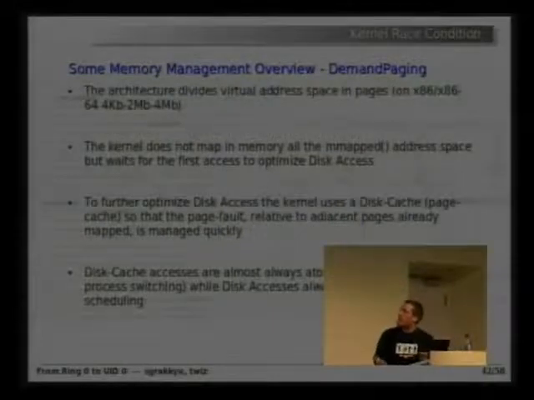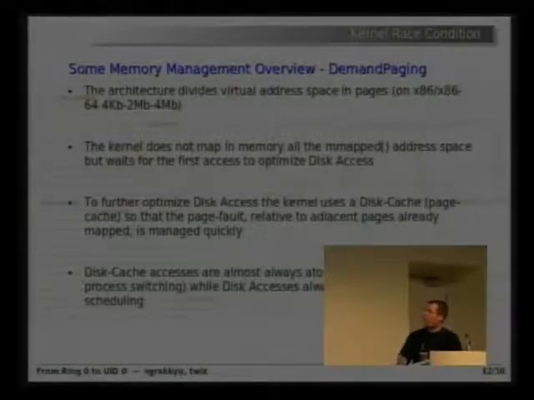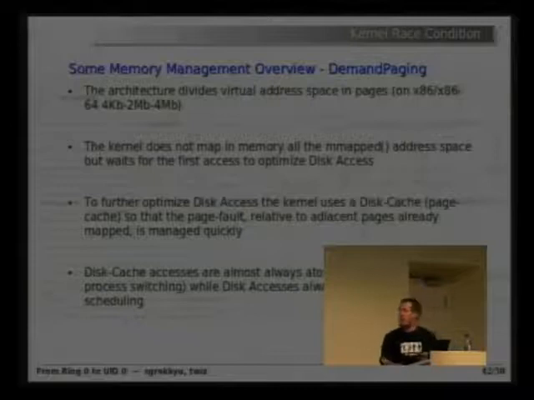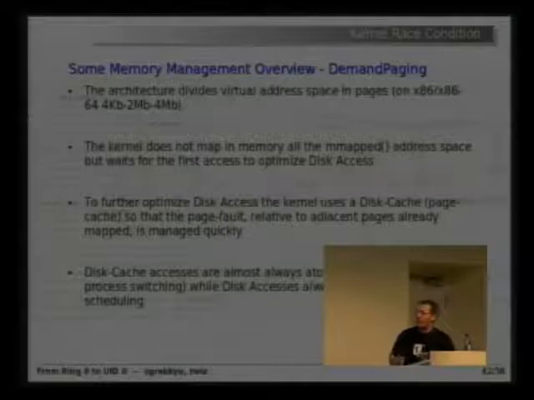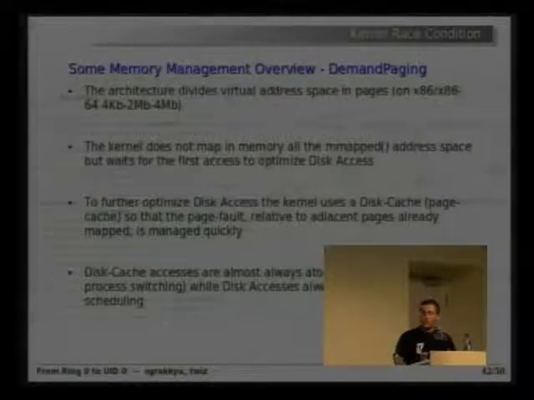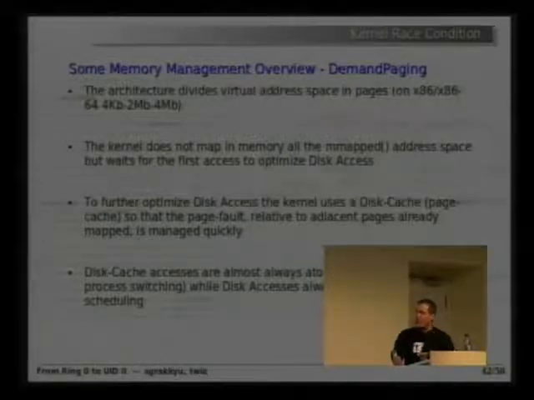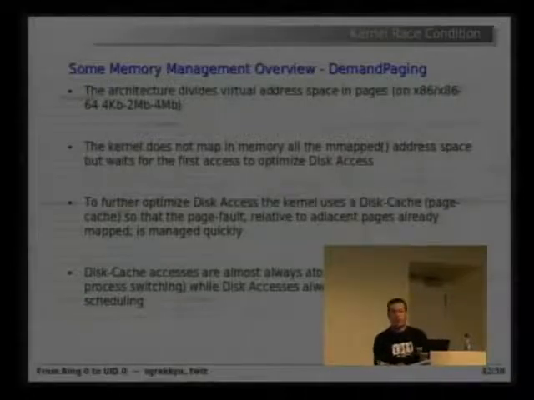Briefly about demand paging. Demand paging is used by the kernel to optimize disk caches because it does not transfer all the data from disk to memory, but waits for the process to make the first access to the memory, and only then transfers only the used part of the program. At that moment the process is put to sleep because there is a disk access.